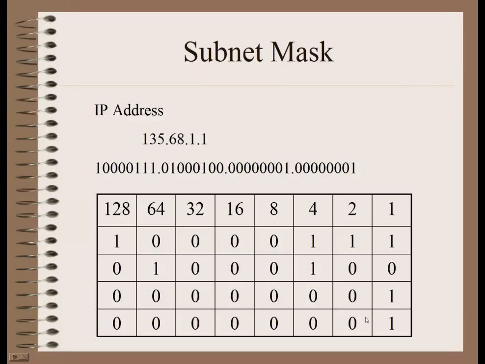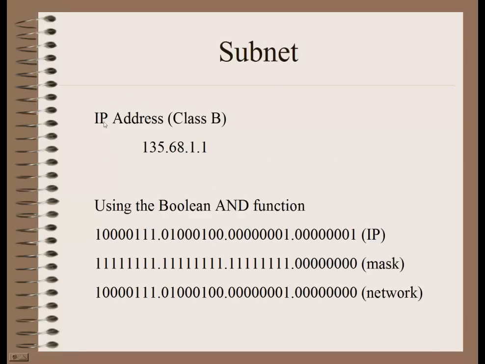So again, you can see that binary and decimal conversion is very important for determining an IP address as we convert it from decimal to binary. And this is going to be, again, a key for understanding the subnet mask, and I'll show you right here. IP address 135.168.1.1, we said was a class B.